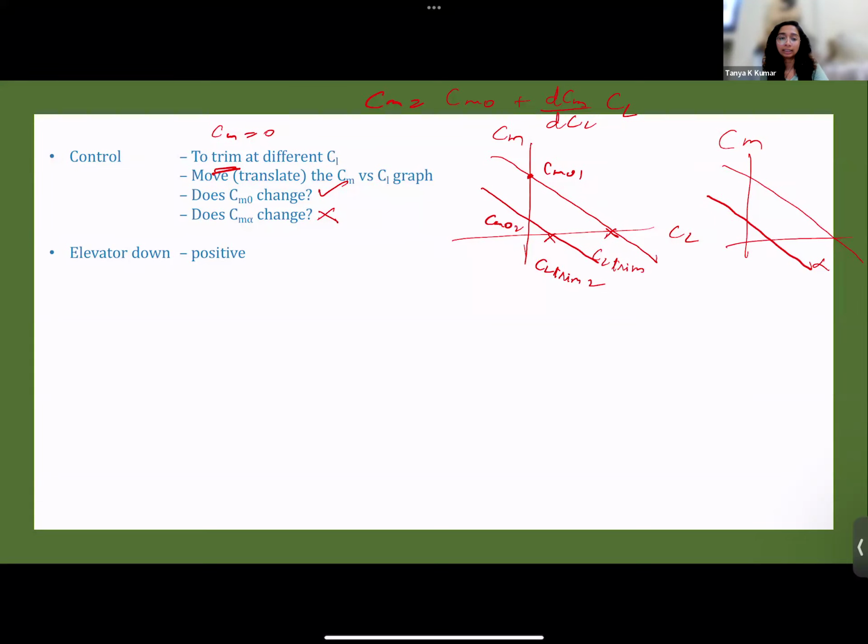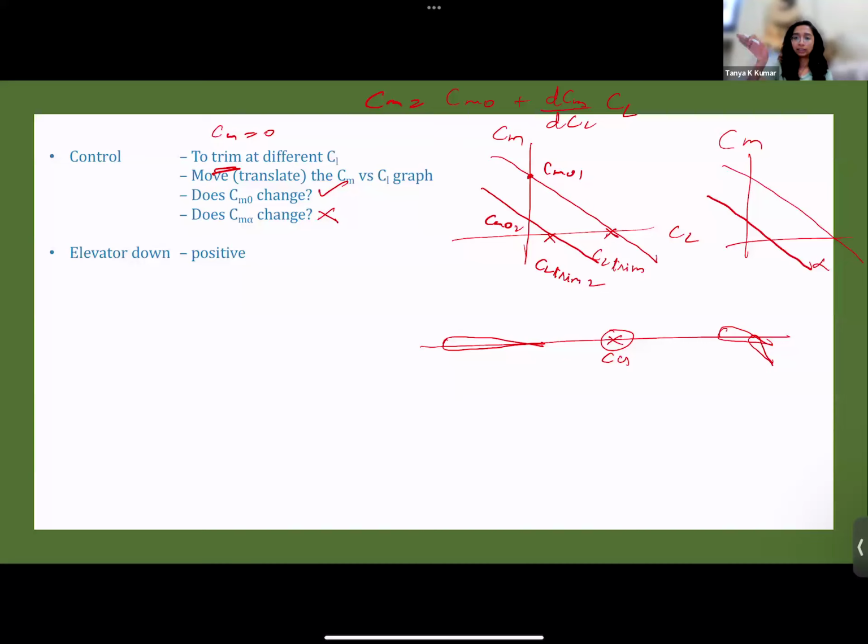Deflecting the elevator downward is considered positive. Why is it considered positive? Let's just look at it. So I have my fuselage reference line here. This is my wing. This is the CG. Tail.